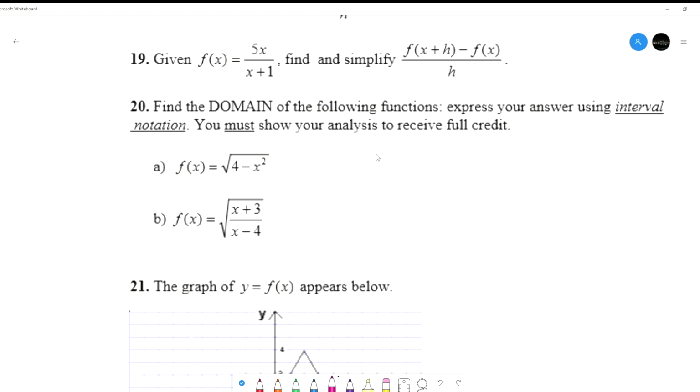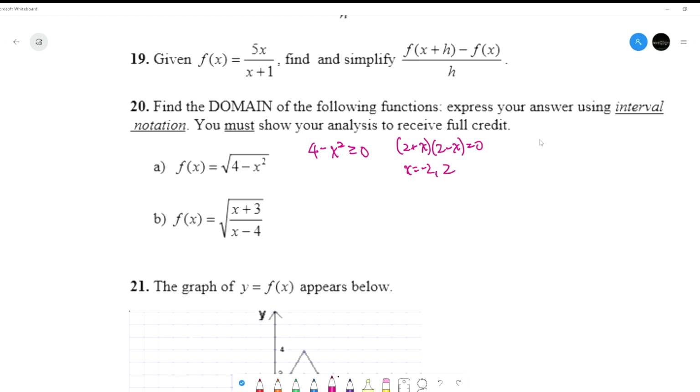Alright, let's try it then. So the first one, you have to find cut points. You have to know this is a square root function, so 4 minus x squared greater than or equal to 0. This factors as (2 plus x)(2 minus x). So the cut points are negative 2 and positive 2.